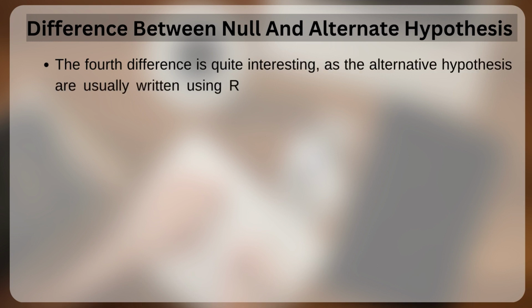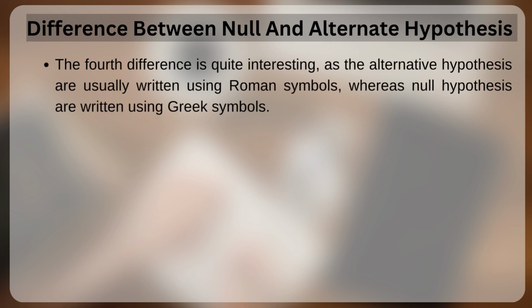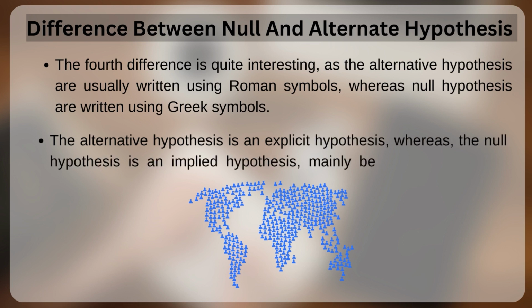Another difference is quite interesting. The alternate hypotheses are usually written using Roman symbols, whereas null hypotheses are written using Greek symbols. This is a simple but interesting difference in terms of the symbols used in both hypotheses. And another difference is that the alternate hypothesis is an explicit hypothesis, whereas the null hypothesis is an implied hypothesis, mainly because it cannot be directly tested.